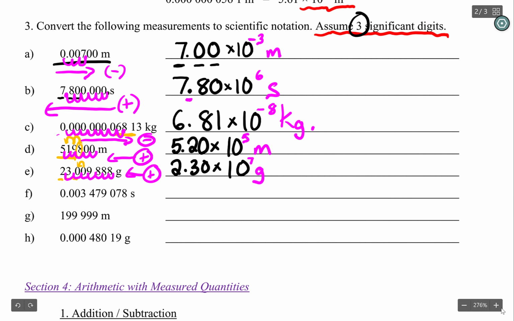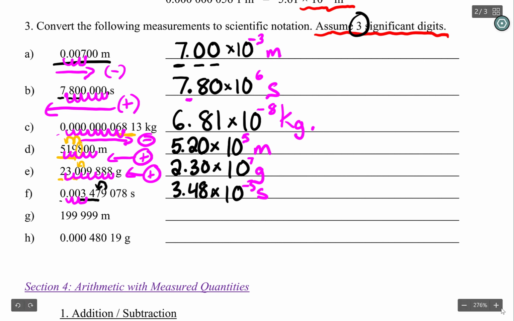On to the next one. Find my first real non-zero number, 3. 3 digits together, 3.4. This 7 gets rounded up by the 9, so that's going to be 8 times 10 to the power of. I move my decimal over 1, 2, 3 spots, so that's negative 3 seconds.